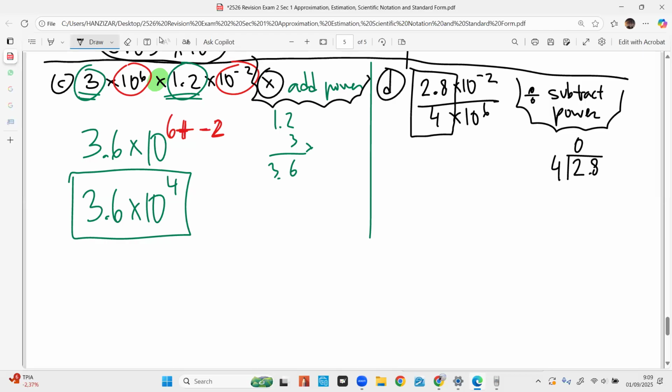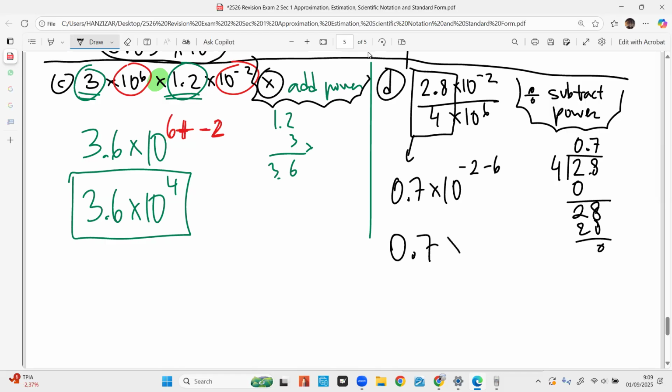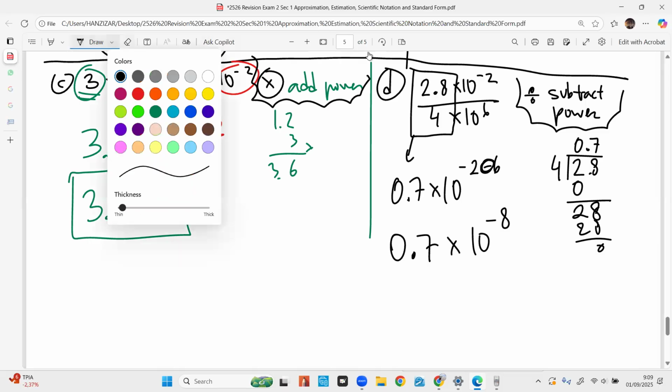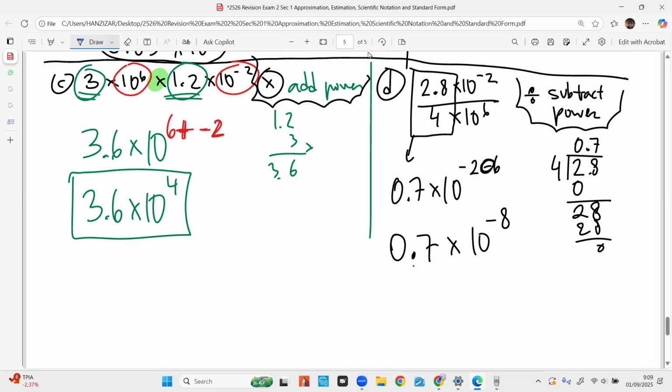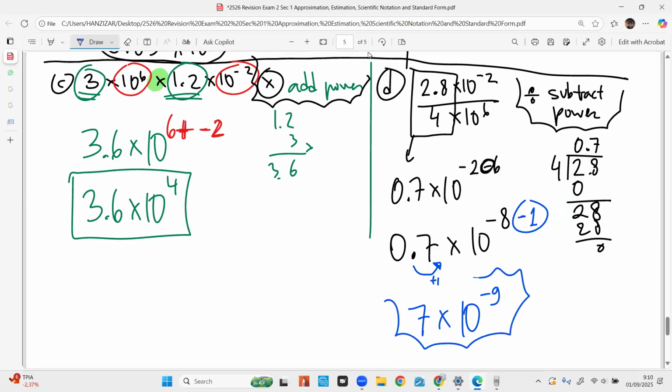28 divided by 4 is 7, right? As simple as that. 0.7 times 10 power negative 2 minus 6. Therefore, you will get 0.7 times 10 power negative 8, because you're subtracting the power. Since this is still not a scientific notation, what you need to do is try to compensate one more time. Plus 1, subtract 1, right? So we get 7 times 10 power negative 9. That's the answer.